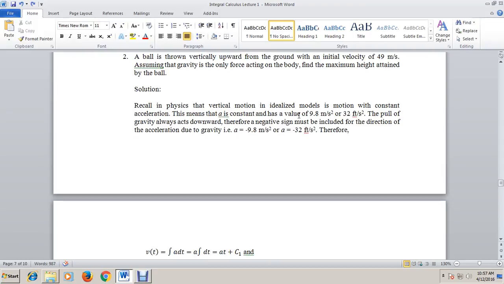Now remember, the pull of gravity always acts downward, therefore a negative sign must be included for the direction of the acceleration due to gravity. In essence, a should be written as negative 9.8 meters per second squared, or a can be negative 32 feet per second squared for the British units.